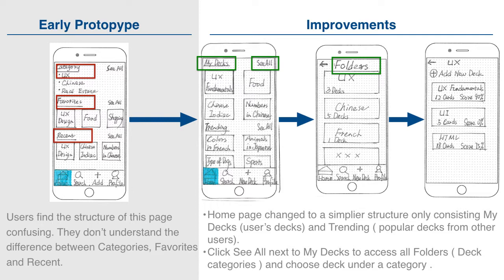And you can click the See All button on the top right corner to access all the folders and choose a deck under that folder. Here I changed the word category to folder. It functions the same way, but I feel it's easier for users to understand with the word folder. So it also gives a feeling of how to organize the different decks.